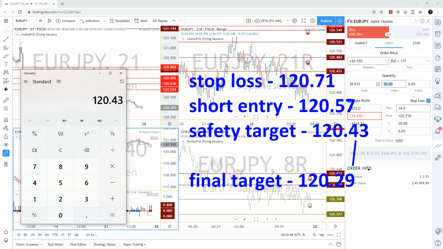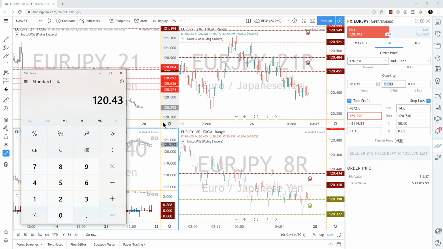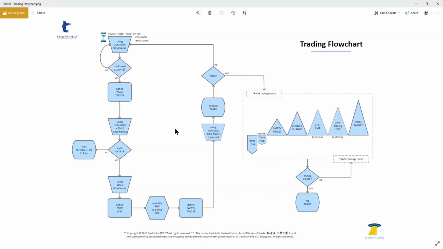Yes, and Prag Habakara, you are right. The final target has been calculated using the 4-hour time frame instead of the daily time frame. I am guessing that you joined the session with a little bit of delay, because the beginning part was all about explaining the subtle few changes in the flow chart. So please watch the beginning of the session after it is over and we post the recording.